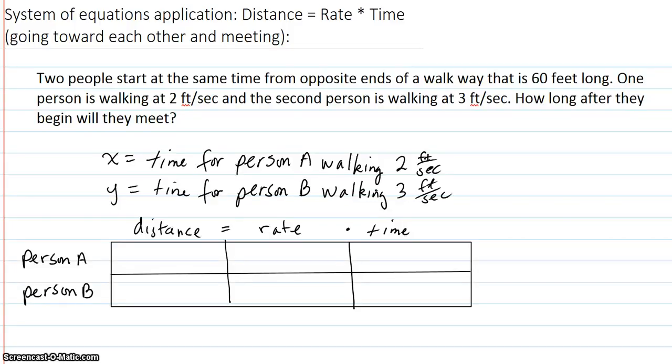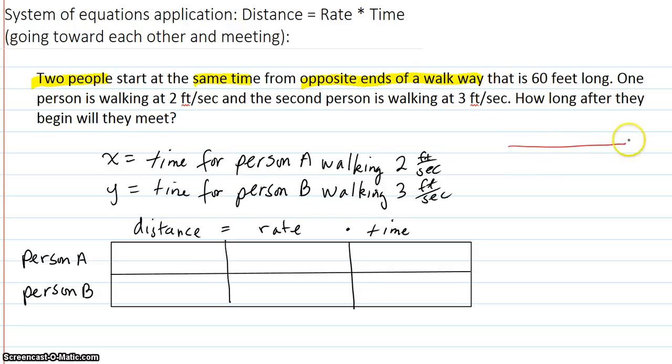System of equations application. It's a distance equals rate times time type, and specifically, it's for people or objects going toward each other and meeting somewhere in the middle. So two people start at the same time from opposite ends of a walkway. So we should draw this picture.